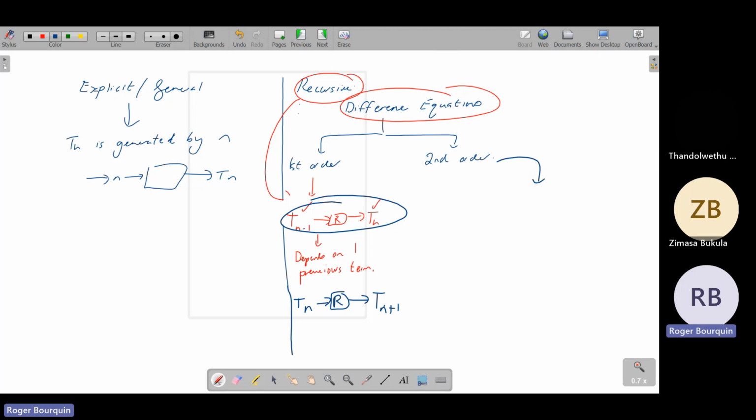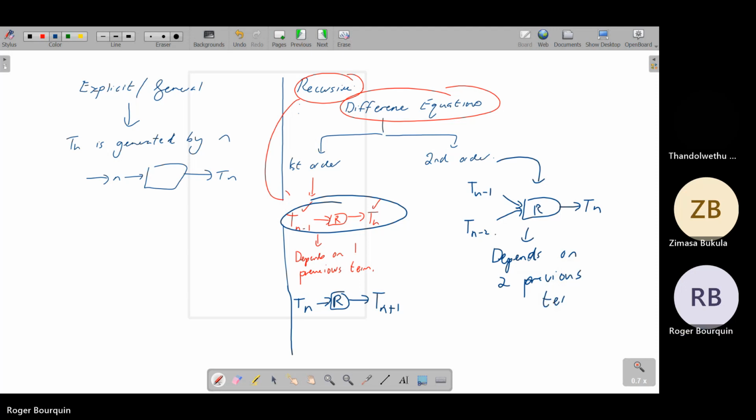A second order difference equation, to get Tn out of it, you'd have to know the two terms preceding that. So like a Fibonacci sequence. You'd have to know term n minus 1 and term n minus 2. So it depends on two previous terms.